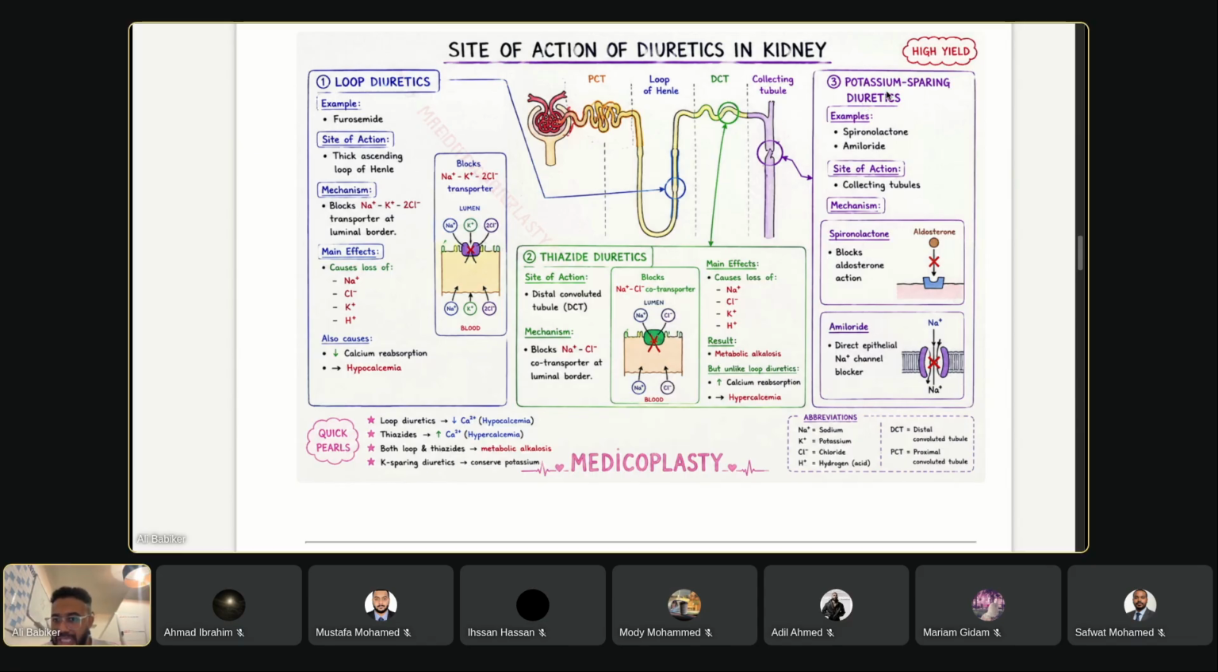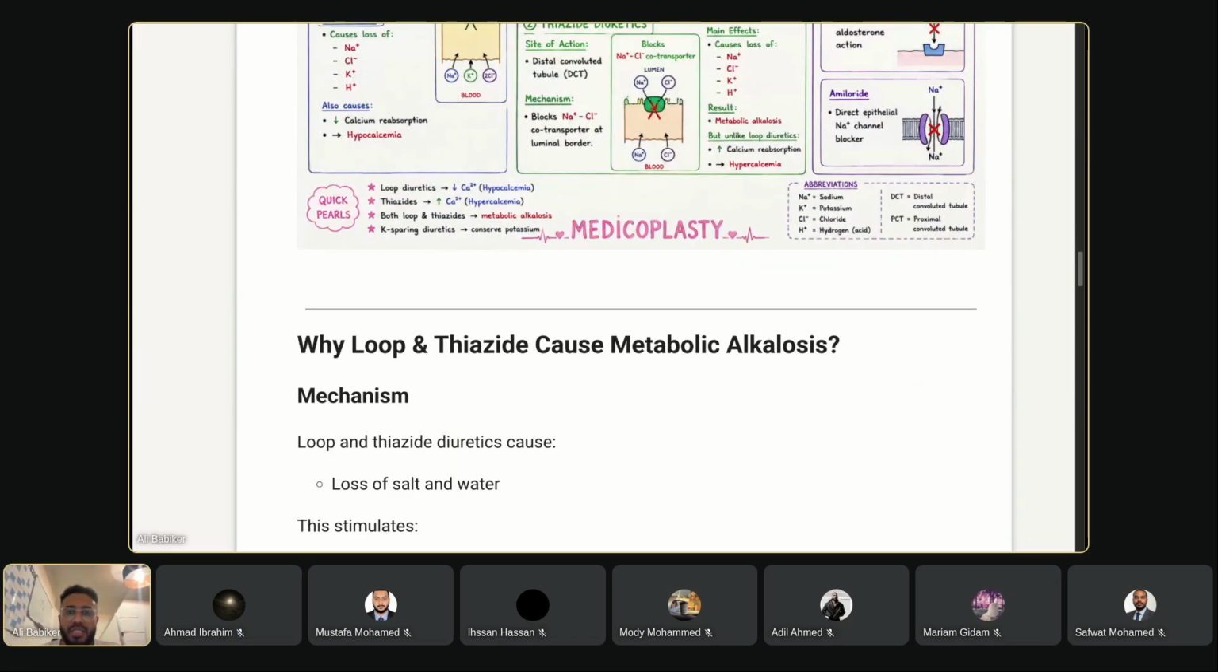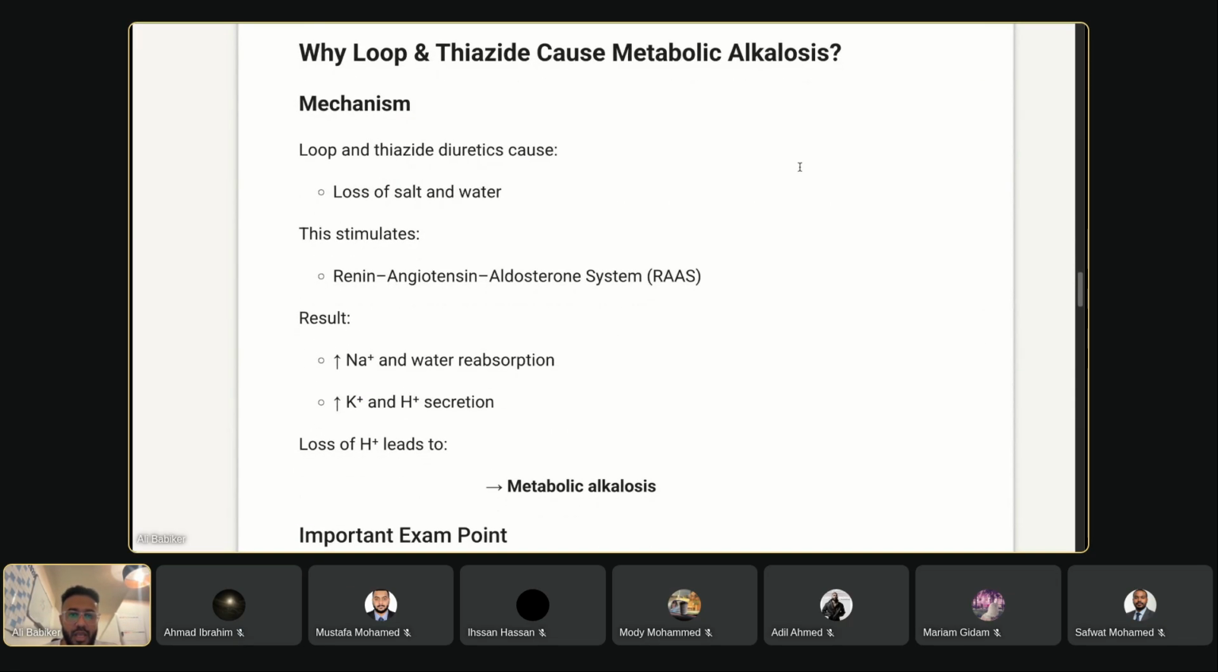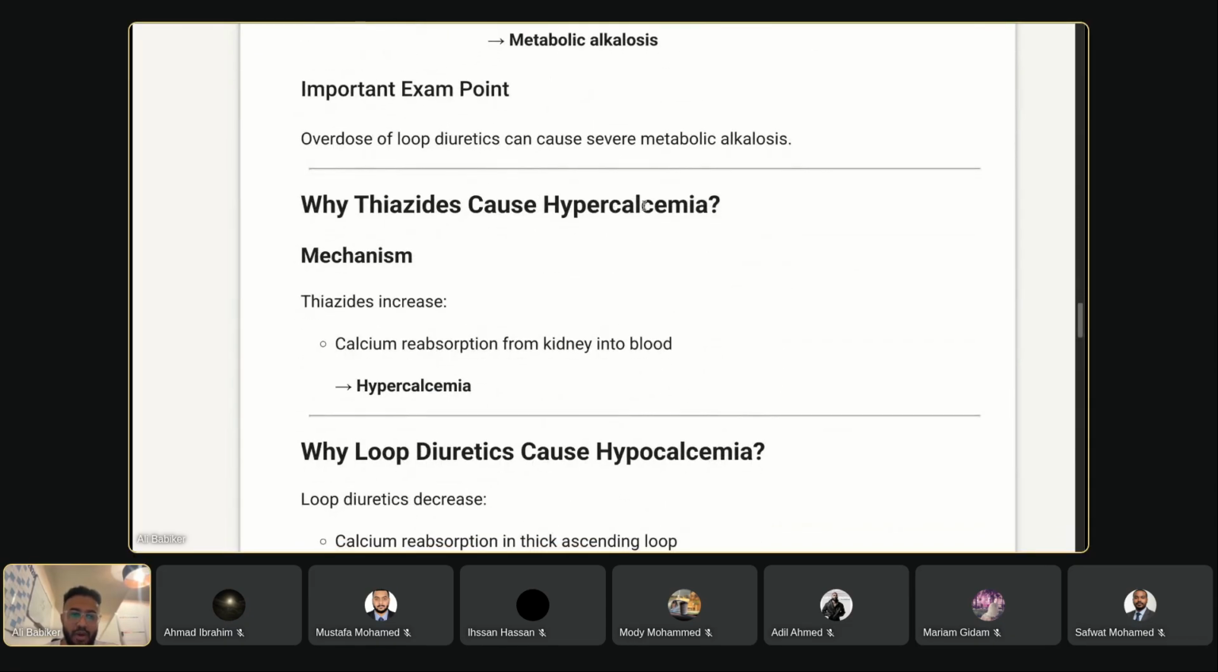And we call both of them potassium-sparing diuretics because thiazide and loop diuretics both cause hypokalemia by losing the potassium. However, these do not cause hypokalemia, meaning that your patient will not suffer hypokalemia. That's why we call them potassium-sparing diuretics. They spare the potassium, they leave the potassium alone, they don't touch it. All right. Why do loop and thiazide cause metabolic alkalosis? I explained that. And why does thiazide cause hypercalcemia? All right.